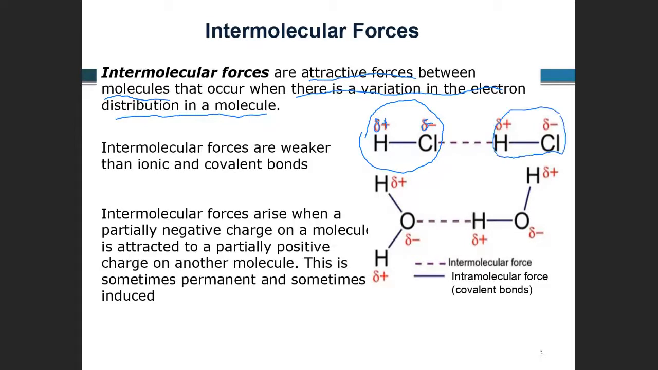This is another molecule. So between the two molecules, there will be intermolecular forces, which is represented by these dots. And the intermolecular forces are weaker than the ionic and the covalent bonds. Also, the intermolecular forces arise when a partial negative charge on a molecule is attracted to a partial positive charge on another molecule. So can you see, this is the partial negative on the chlorine, partial positive on the hydrogen, and we have intermolecular forces between the two molecules.